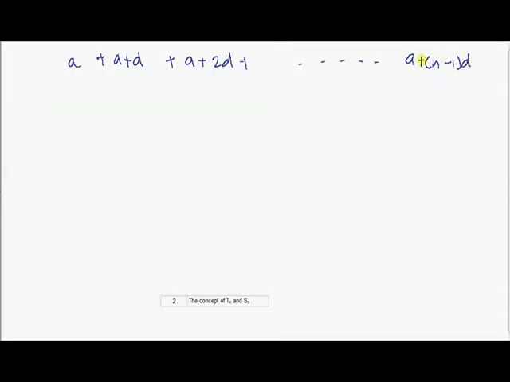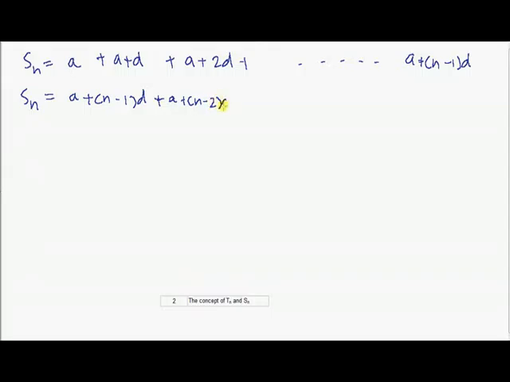So let me call the sum of this as S of n, the sum of n terms. Now, they had a lovely trick to solve this. What they did, they said, okay fine, whether I add it up as first term, second term, third term till the last term, or I add it up as last term, second last term, third last term till the first term, it's the same thing. So I'll write this series in reverse: a plus (n minus 1)d, plus a plus (n minus 2)d, and so on and on till we get a.